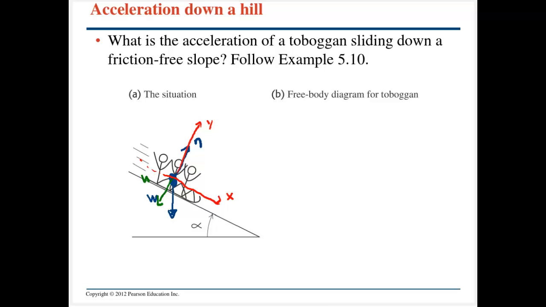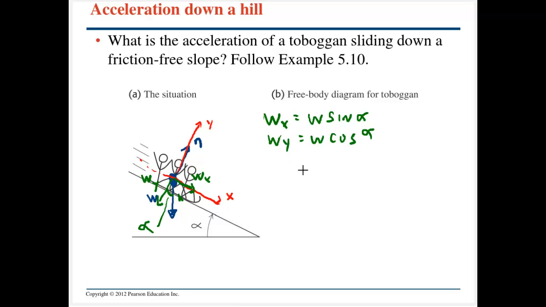So here we would have the weight in the y direction, and over here we would have the weight in the x direction. So we'd say the weight of the toboggan in the x direction, using similar angles, is going to be, let's see, that angle right there is going to be alpha. So that's going to be the weight multiplied by the sine of the angle, and then the weight in the y direction is going to be the weight multiplied by the cosine of the angle.